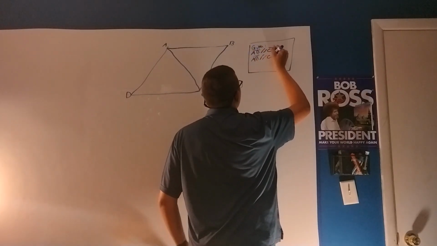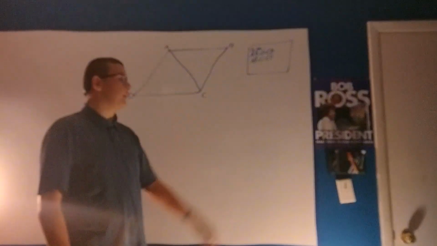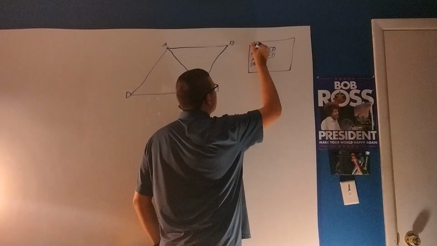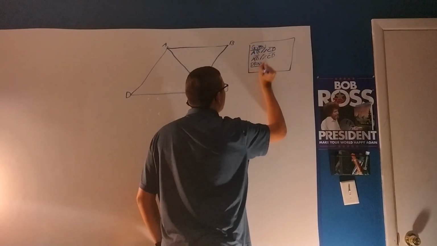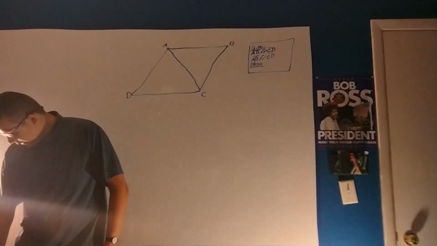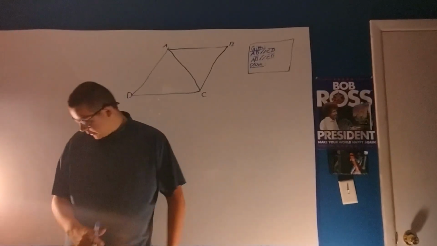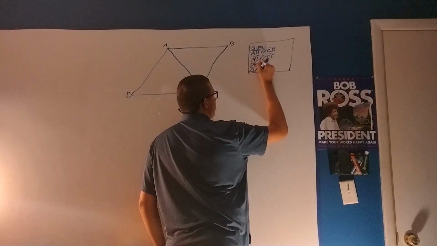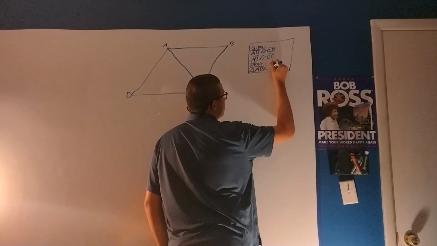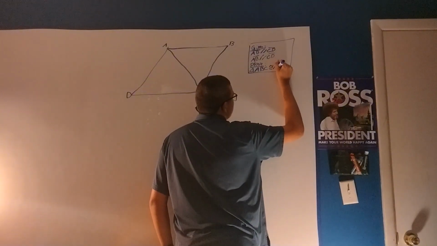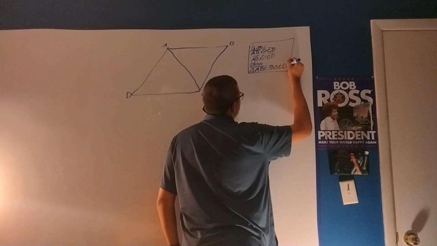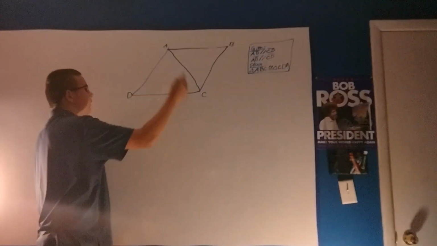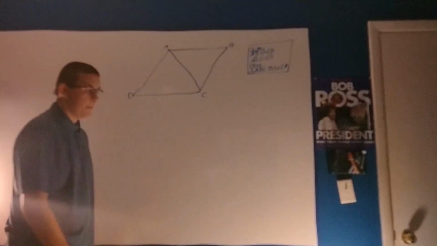It's congruent to CD. Really just telling us that this is a parallelogram, and we want to prove the triangle ABC is congruent to triangle CDA. So triangle ABC is congruent to triangle CDA. So this right here is congruent to this right here, right?